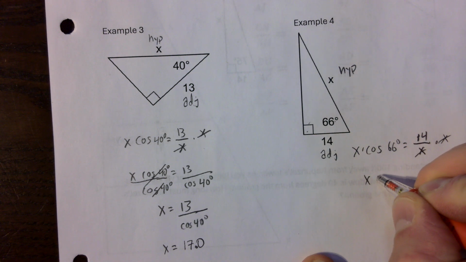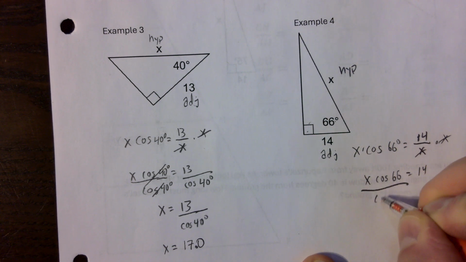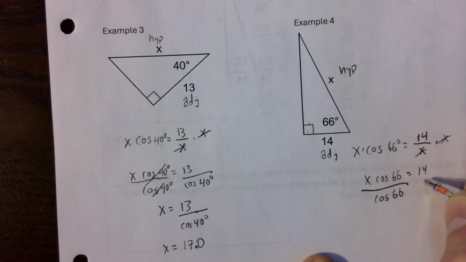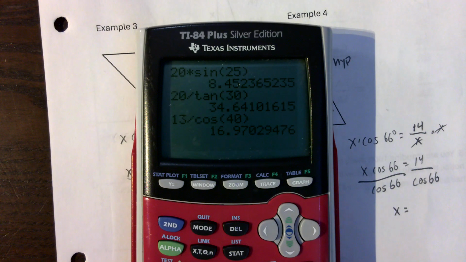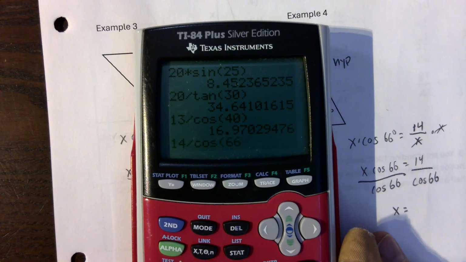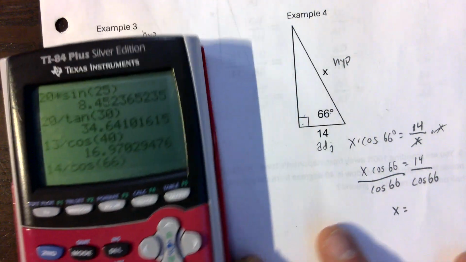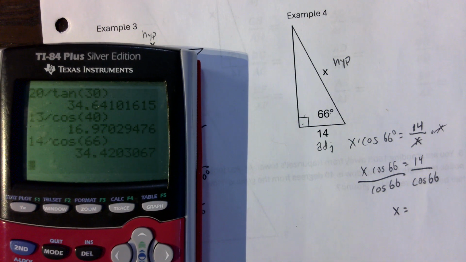We'll multiply both sides by x, so those cancel. So we have x cosine 66 equals 14. Divide both sides by cosine 66, and we get x equals 14 divided by cosine 66. That is a calculator moment. So 14 divided by cosine 66. If I can move this to a place where you can see that a little bit better. There we go. And that winds up being 34.4.